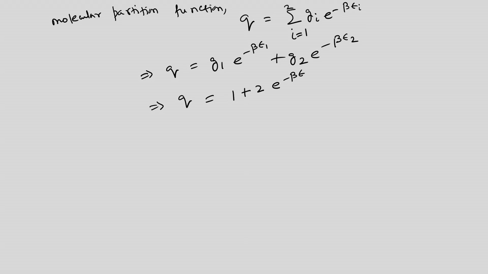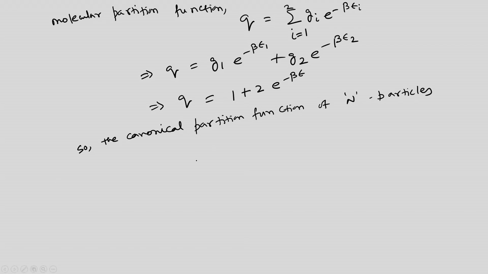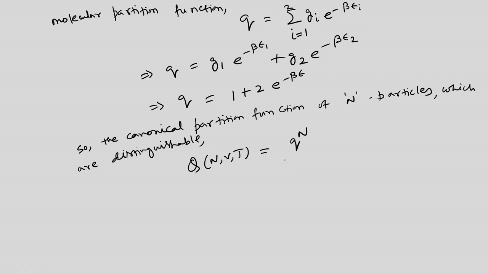But how many particles do we have? We have n number of such particles. So the canonical partition function of n particles, n distinguishable particles, particles which are distinguishable, so you get Q, this function of n, v and t, is q to the n. So we do not have factorial n in the denominator, because the particles are distinguishable here.